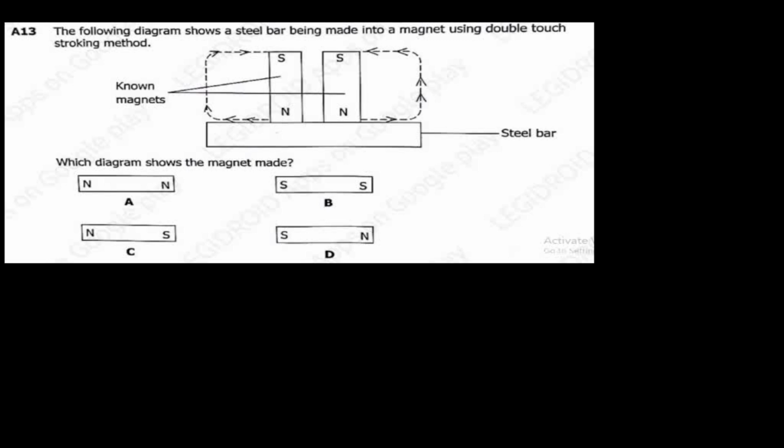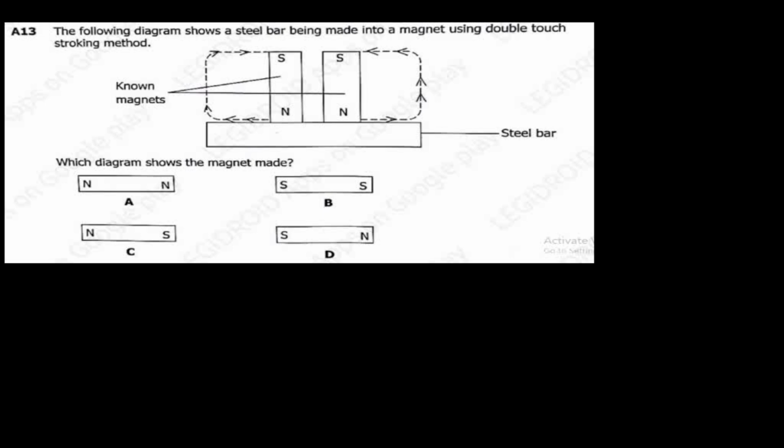In this video, we'll look at question A13 and A14 of Science Paper 1, 2022. A13 reads, the following diagram shows a steel bar being made into a magnet using the double touch stroking method. Which diagram shows the magnet made?